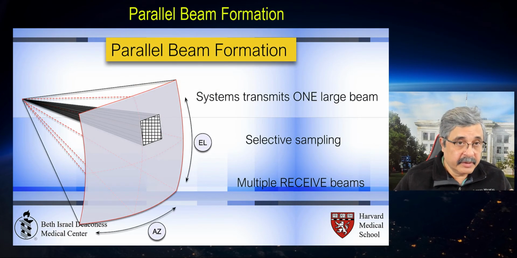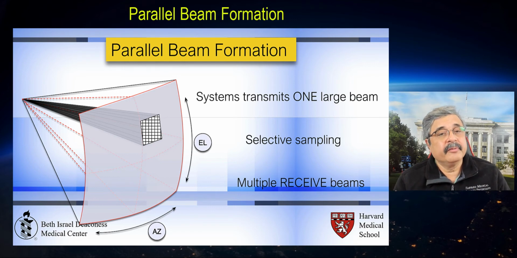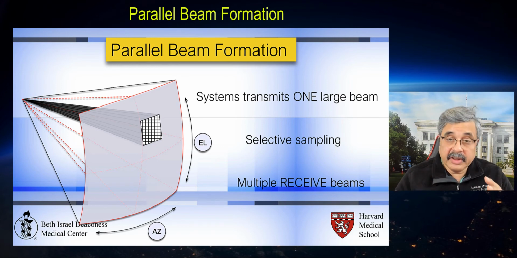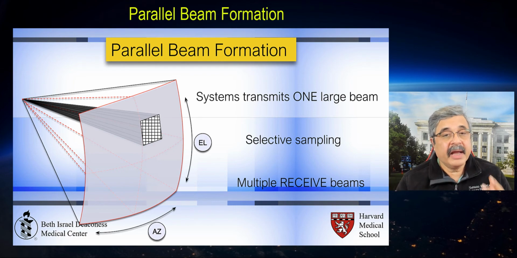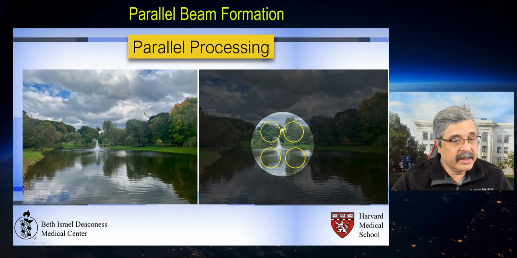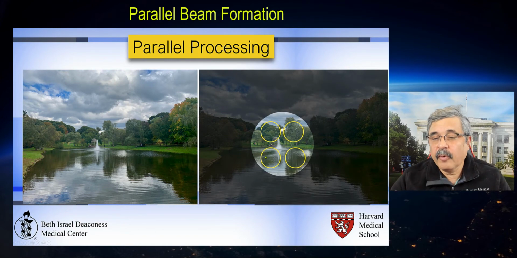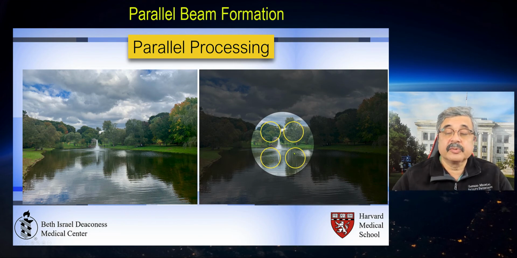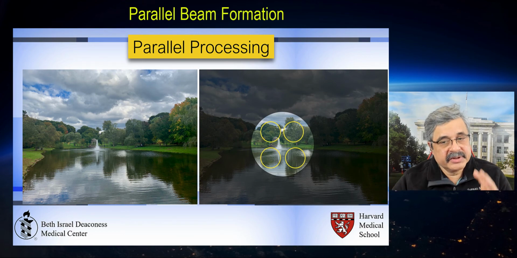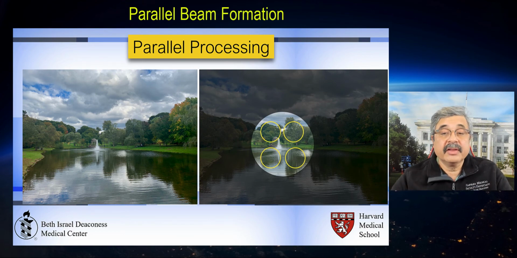So what they found was a method called parallel beam formation or parallel processing, in which the system transmits one large beam, and then selectively it samples more of the returning signals, and therefore there are multiple received beams at the same time, but only from the region of interest, and that's called parallel beam formation or parallel processing. It's analogous to taking a picture of a huge landscape, but then focusing more on certain regions of interest within that wider landscape so that you get more information from that specific location and ignore what is not that important for you.